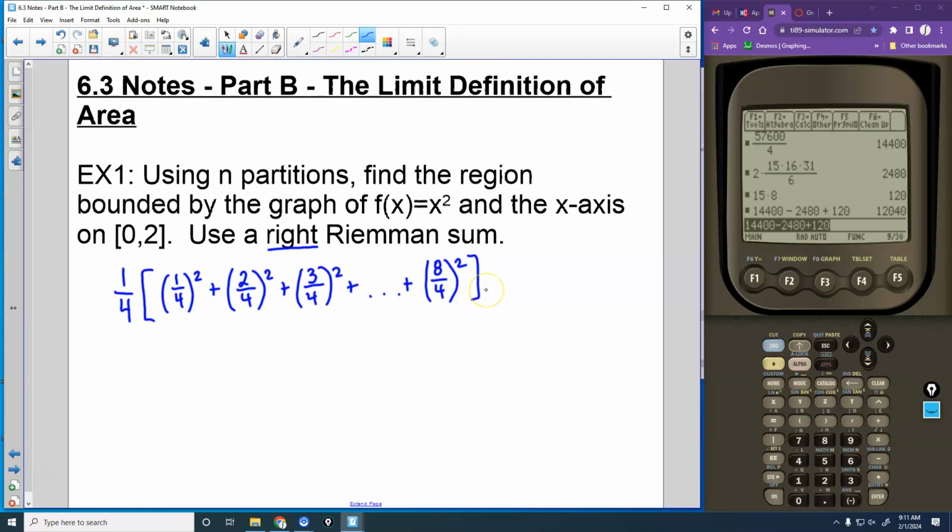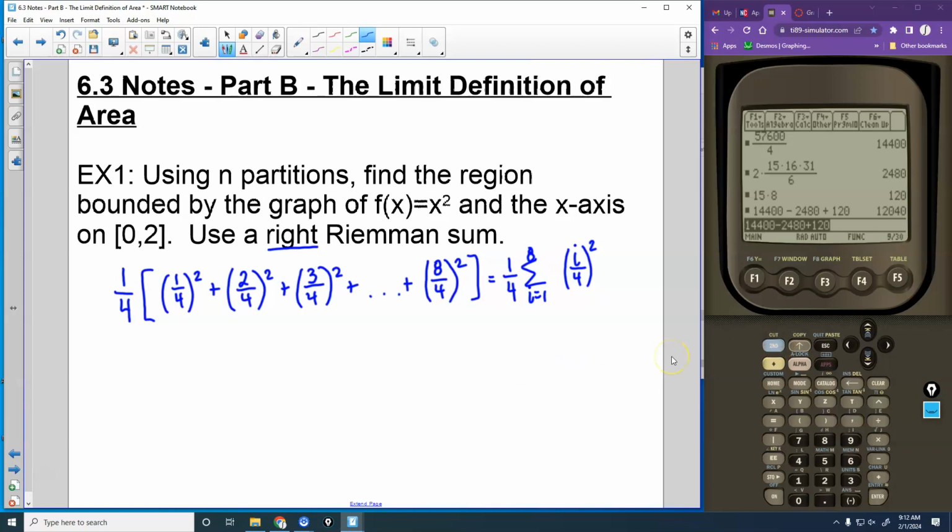Right? And we said in the warm-up that if we had wanted to, we could have written this with some summation notation. So we could have 1/4 the sum from 1 to 8 of i over 4 squared, because the equation is x squared. If that equation had been like x cubed, then that would be a cube. Or if it had been like the square root of x, then we'd have a square root of i over 4 for that.